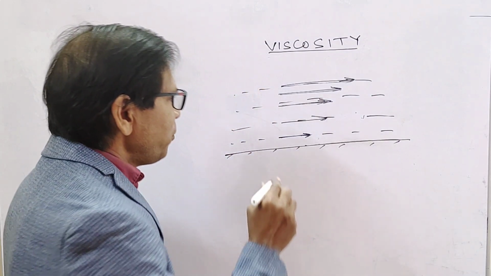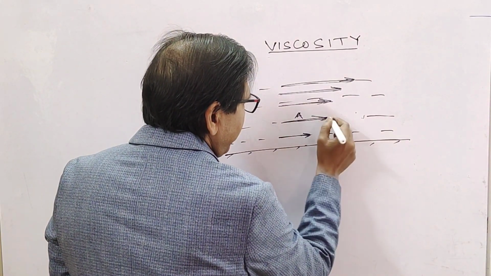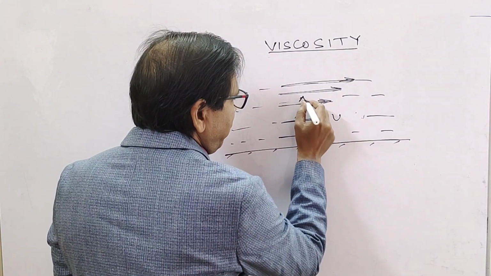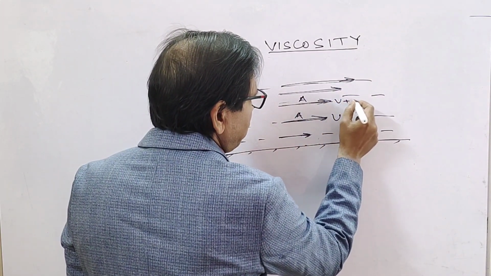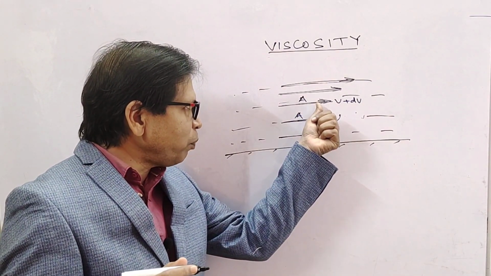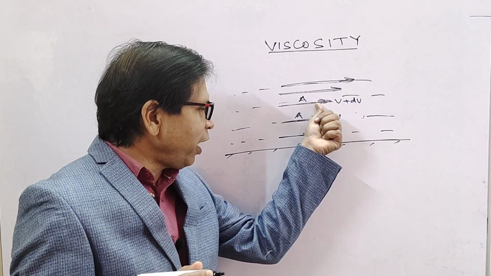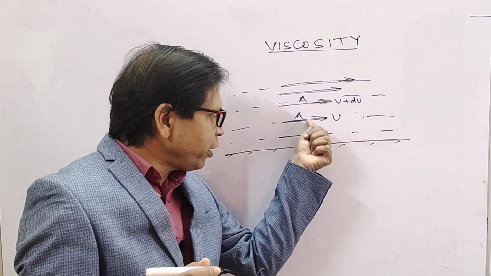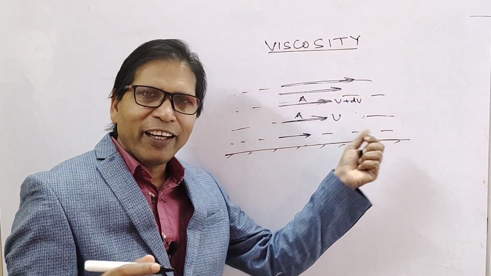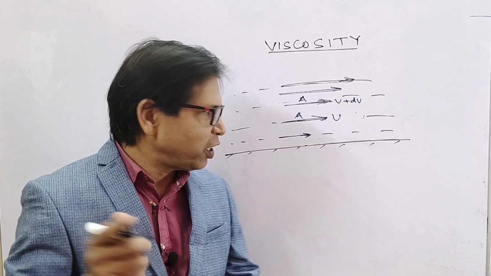Look at this. Suppose this is a layer of area A, velocity V. This is another layer of the same area A but velocity V plus dV. Now this layer applies a tangential force on the other layer in the backward direction, but that layer applies a tangential force on this layer in the forward direction. Okay, now coefficient of viscosity and Newton's law of viscosity.